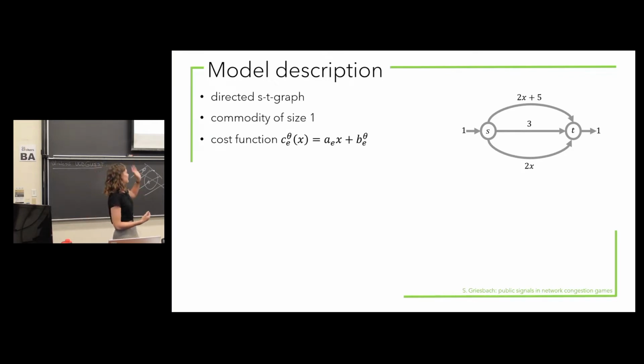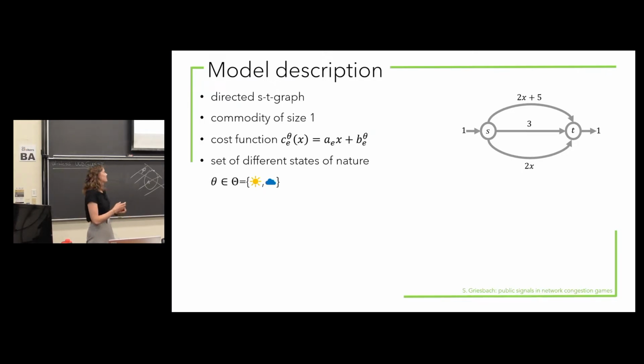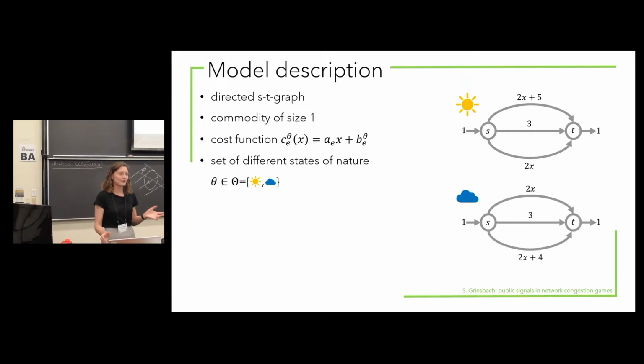So this x tells us how large the population is that uses this edge, and then we have an additional offset b. As we can already see in this formula, this b depends on some state theta. For this example today, I want to look at the set with just two states: one is the good weather situation, and one is the bad weather situation. This graph up here, for example, could be the cost functions for the good weather situation. And then for bad weather, we have the same graph with a similar cost function, but the offset is different.